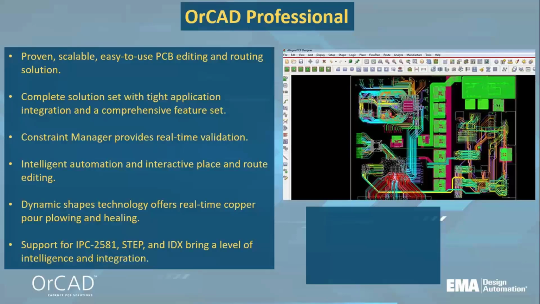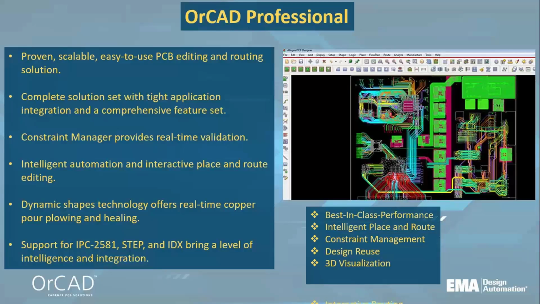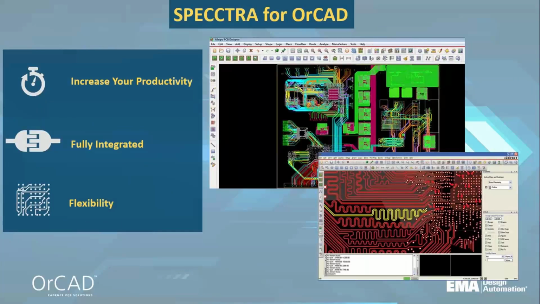We also support IPC-2581, STEP models, and IDX files, which is very important for the intelligence and the integration of our tools. We are best in class in performance. We have intelligent place and route, constraint management, design reuse. We have 3D visualization and interactive routing with the PCB layout tools. We also have the SPECCTRA OrCAD router for those of you that want to use some auto routing as well. We're going to increase your productivity with our shape-based auto router, which can quickly complete even the most complicated designs with a high degree of completion.